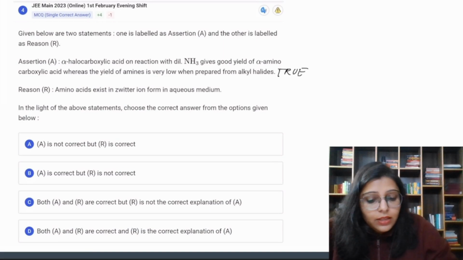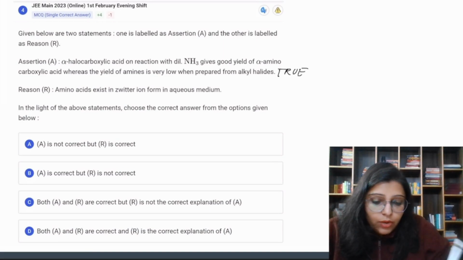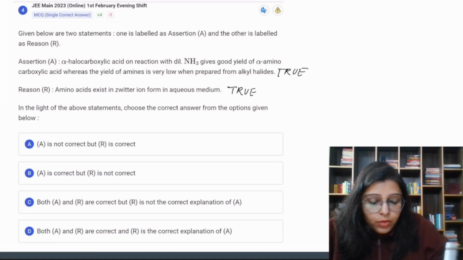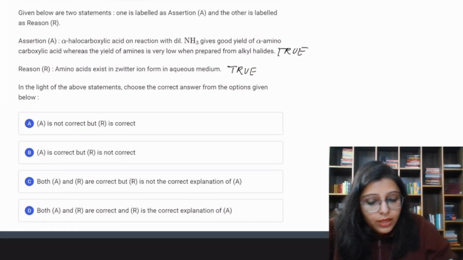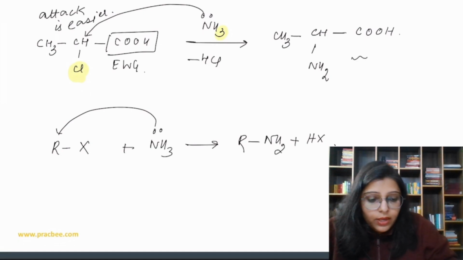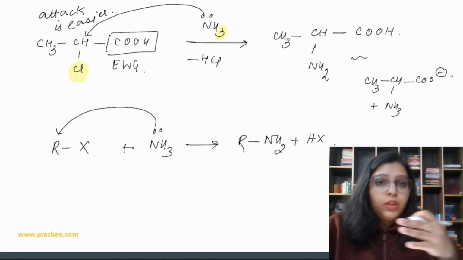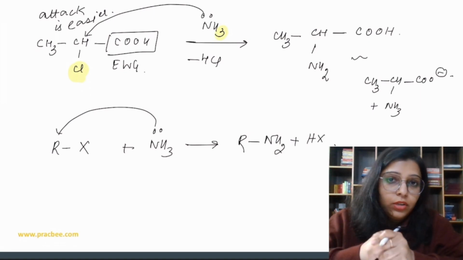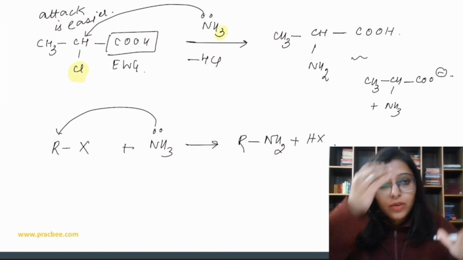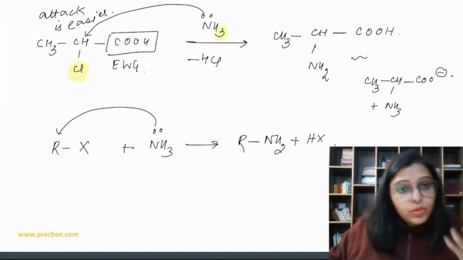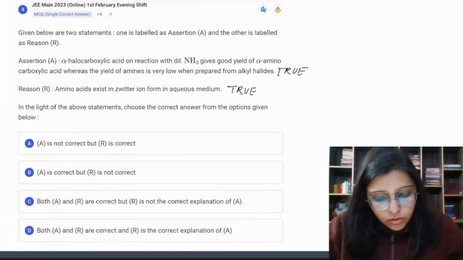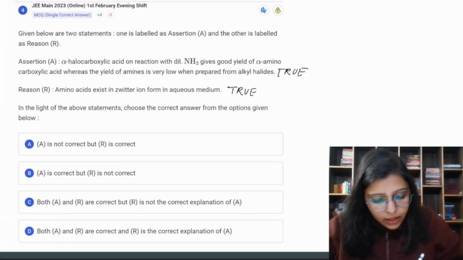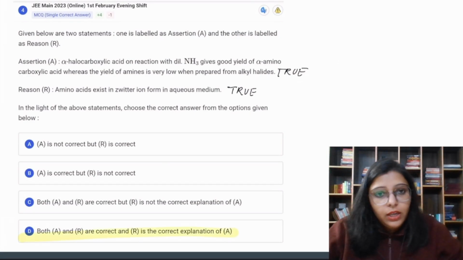Now amino acid exists in zwitter ion form in aqueous medium. This is also true, because in aqueous medium, if you have amino acids, this is going to exist in the form of zwitter ion, that is NH3 positive and COO minus, right? There is no way that reaction can be reversed, so again we have the formation of neutral amino acid, which can be converted into the zwitter ionic form. So this is true. So we can say both A and R are correct, and R is the correct explanation of assertion A.